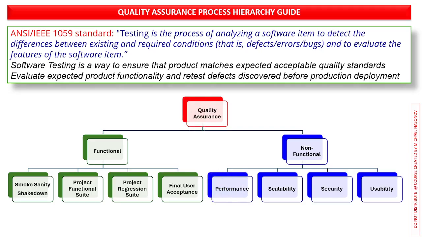This is the structure of your particular project, quality assurance responsibility and functionality. First of all, for your particular project, quality assurance is divided into two parts: functional testing and non-functional testing. Functional is in green and non-functional is in blue. Let's take a look at functional. Functional is divided into four major parts.